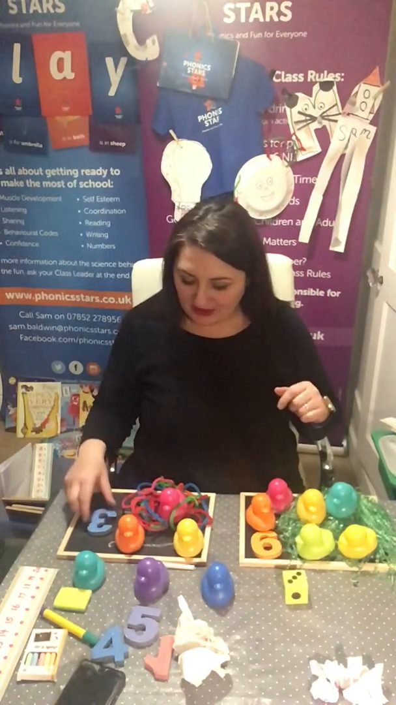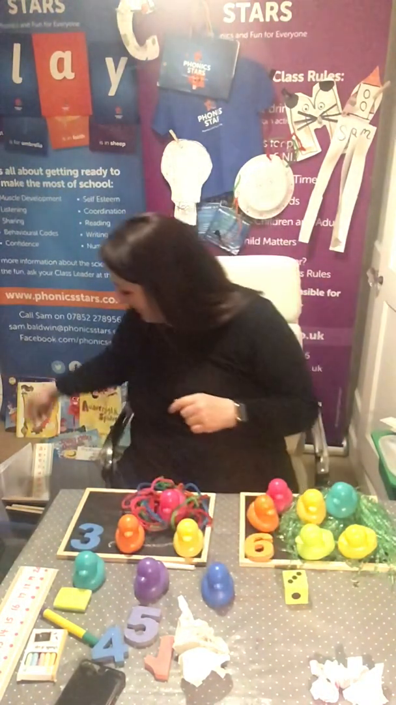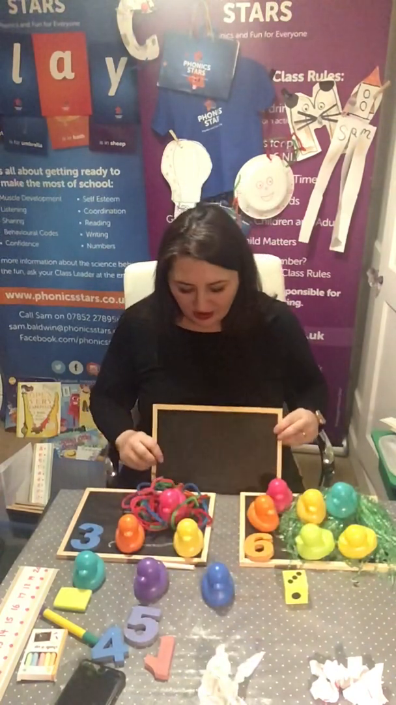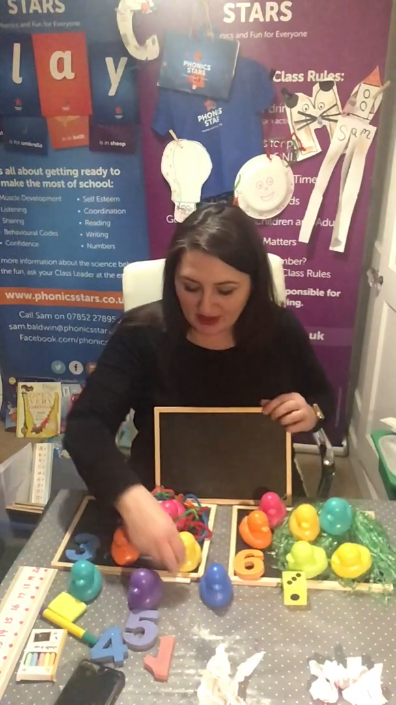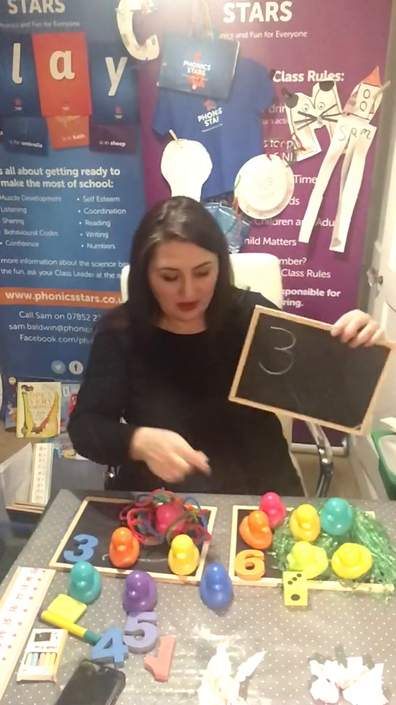Now, we've got 2 different nests with 2 different numbers. This one is number 3 and this one is number 6. Now, I'm going to take another chalkboard. I'm going to rub out any writing that's on it. And now, I'm going to record these numbers on my chalkboard. You might like to do this on a piece of paper. So we've got number 3. And we've got this number, which is number 6.